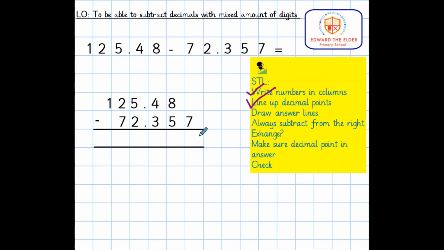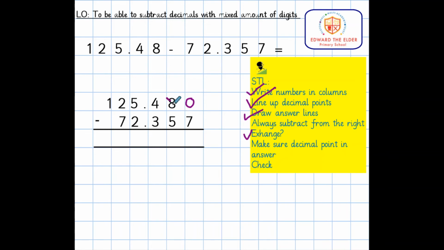Draw answer lines. As you can see, like we've done in previous methods, the answer lines are always drawn with a ruler. We're going to begin and subtract from the right. We always subtract from the right. Here we've got nothing, so we need to add a placeholder. As you know from previous methods, 7 from 0 you cannot do. So therefore we're going to have to go to our next steps to learning, which is to exchange.